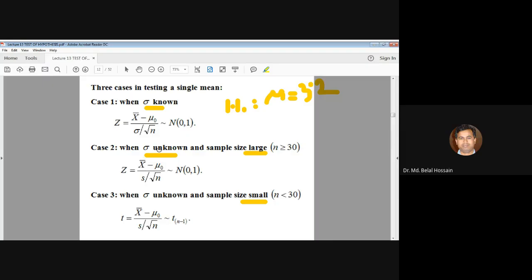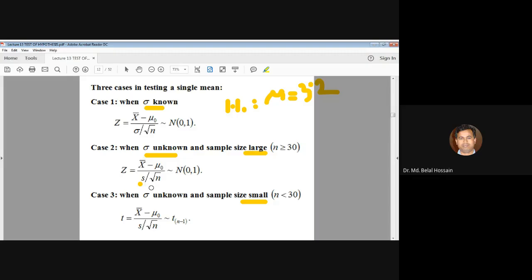When sigma is unknown but sample size is large, that means greater than 30, this (x bar minus mu 0) divided by (s over square root of n) will be a normal distribution with mean 0 and variance 1. That is a Z test. So the difference is sigma; in place of sigma we have S now. What is S? S is the standard deviation from the sample.